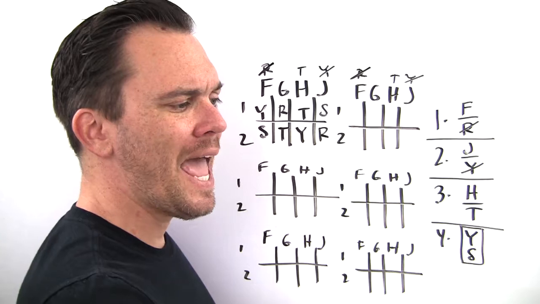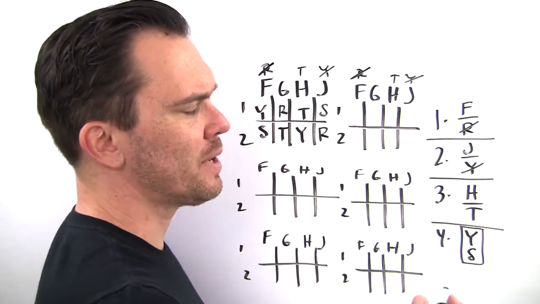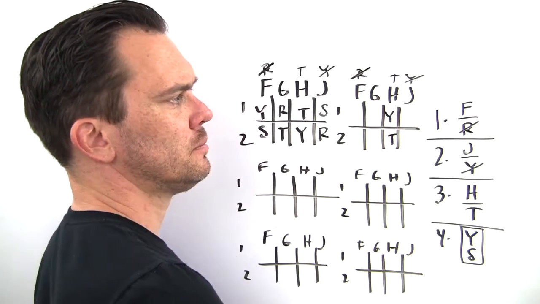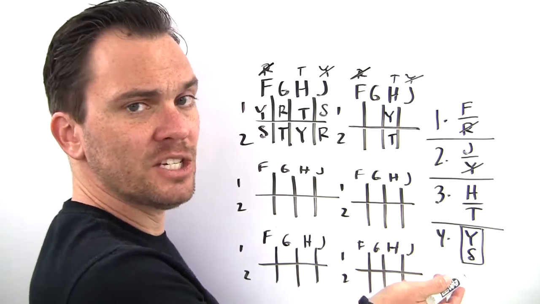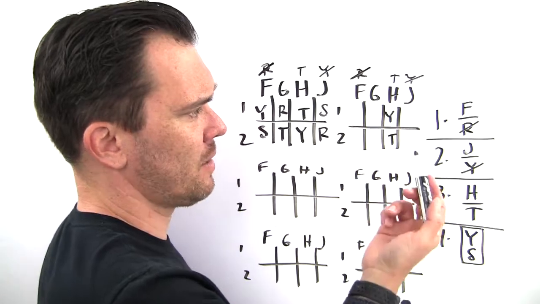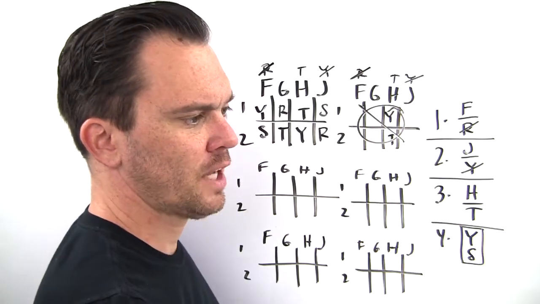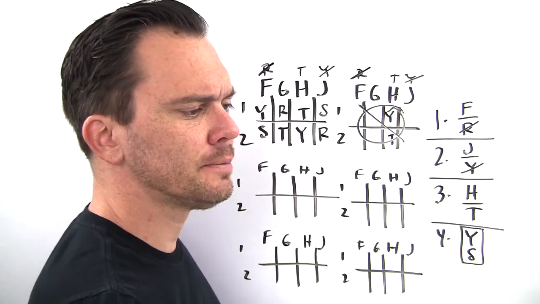Question 15. Any of the following could be true except. And how are you going to get Yuki doing H on the first day? If Yuki's H on the first day, then Teresa is there. But no, Yuki's first day has to be Seamus's second day. That's not going to work. You can't do that. So that's our answer.